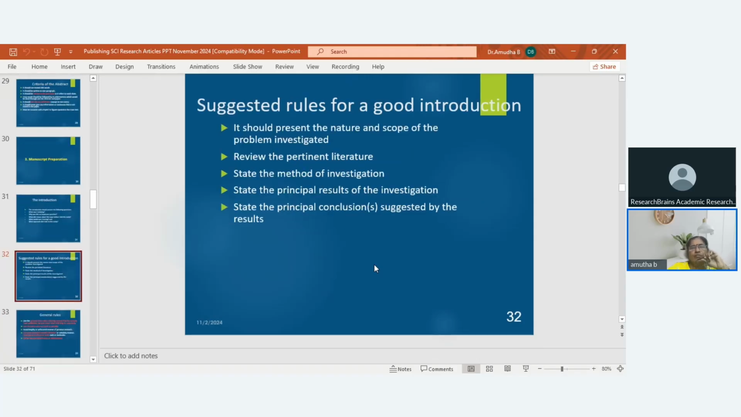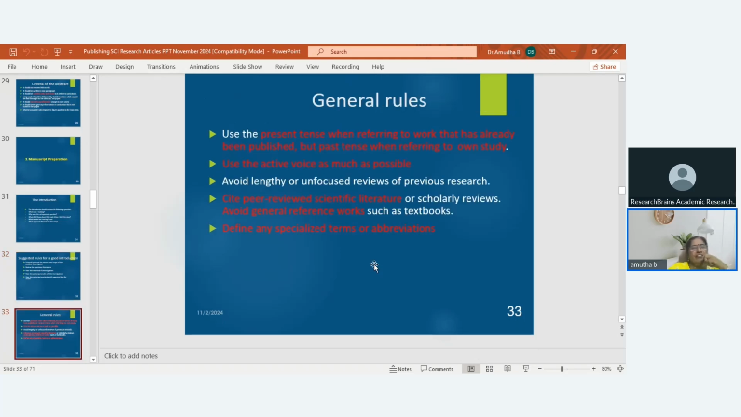And what is the general rule for a good introduction? Present the nature and scope of the problem, the methodology you have used, what you have investigated, the results of the investigation, and the conclusion. General rules about manuscript preparation: you should find out the particular journal, and use the present tense when referring to work that has already been published. Already published works, if you are referring, you have to use the present tense. But use the past tense when referring to your own study. Remember this, and use the active voice as much as possible whenever you are writing a paper.